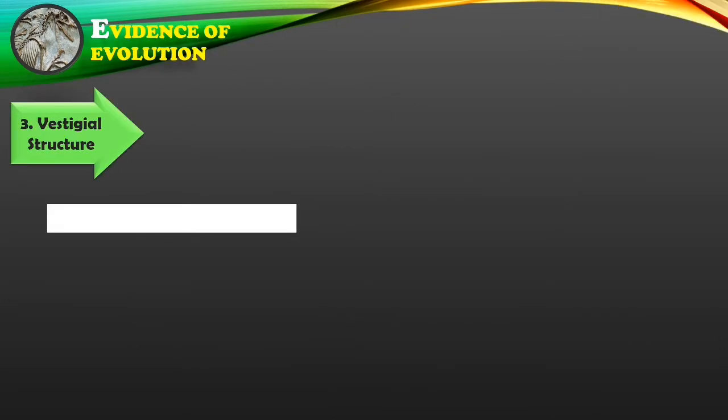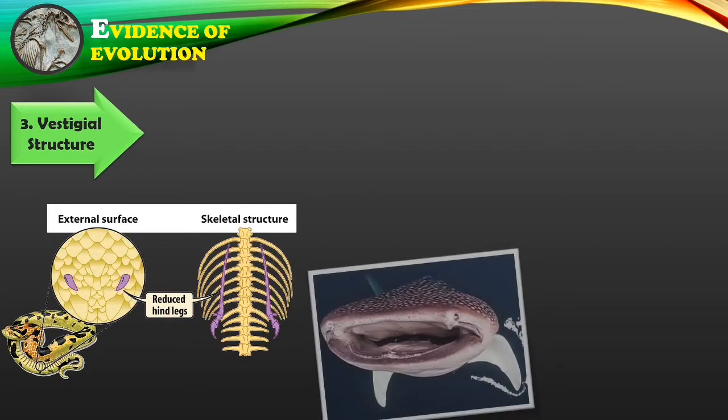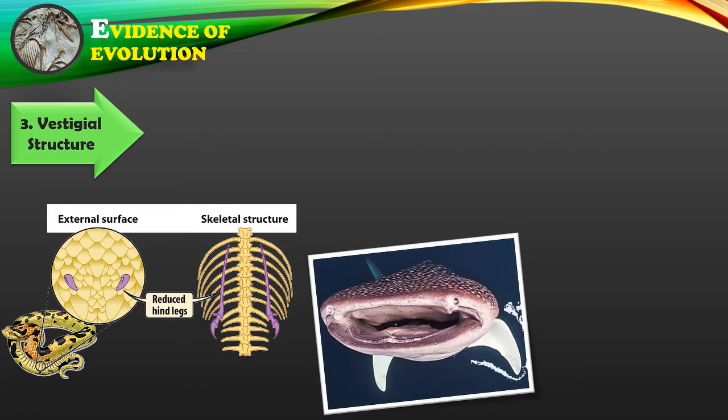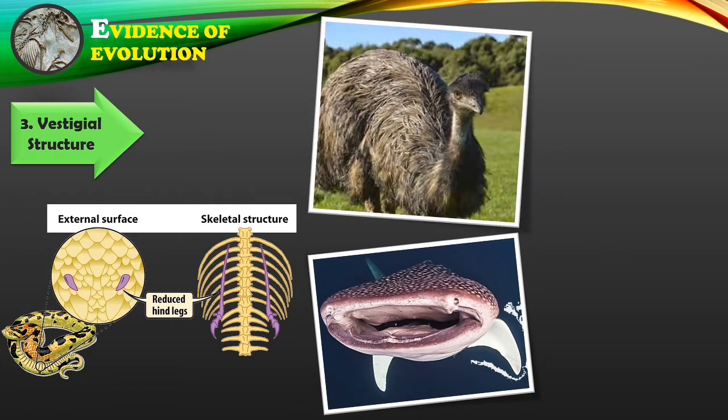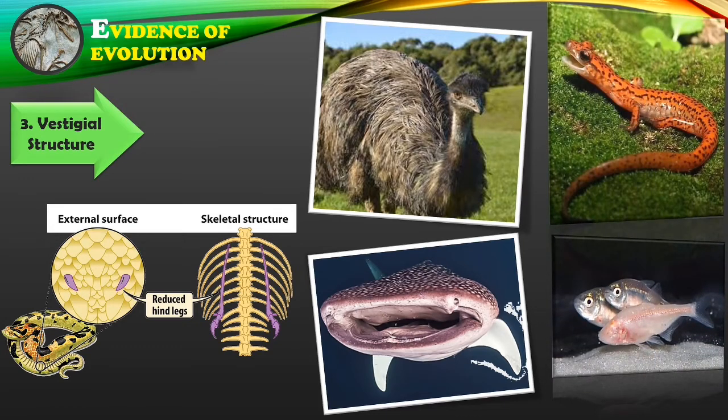Another example of vestigial structures are the limb bones in snakes that cannot walk, and the whale sharks that have teeth but are filter feeders. And there are flightless birds like the emu that have wings but cannot fly. And there are also cave-dwelling fish and reptiles that live in the dark but still have eye structure.